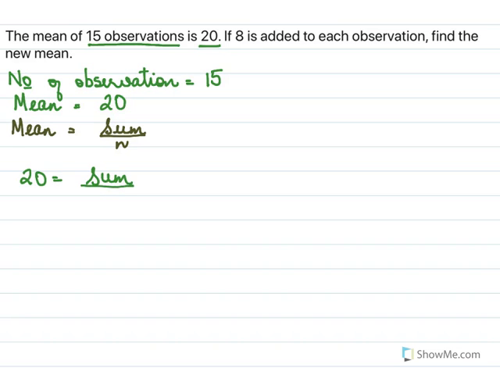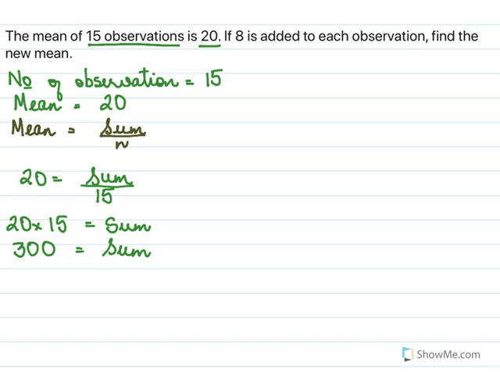We have the sum, number of observations 15, so 20 into 15 equal to sum, that is 300 equal to sum. This is the first part.